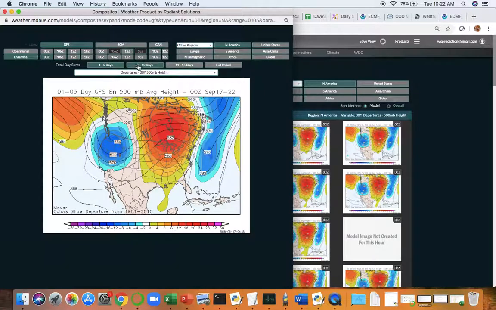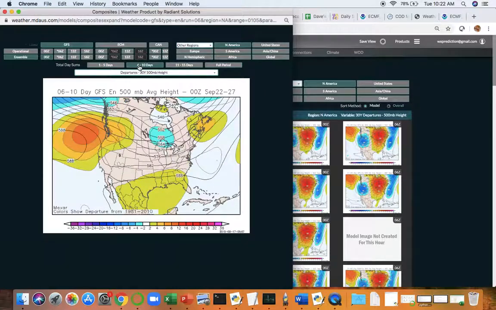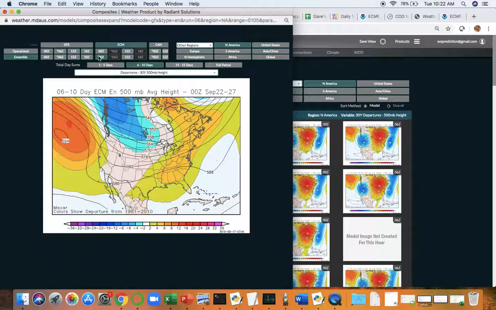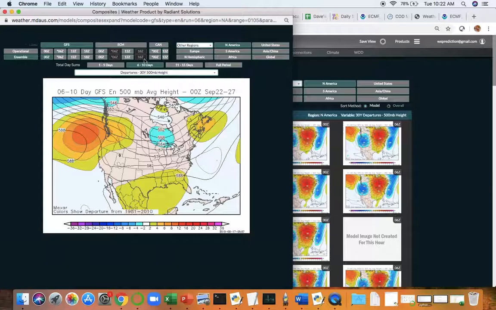Looking at the GFS real quick, the GFS ensemble 1 to 5, still very warm. This is an interesting data point. I happened to look at this earlier, so I knew this was coming. But you can see the 6 to 10 is quite a bit cooler than the EC. Here's the EC, just as a comparison, so you can see in the eastern half of the country.